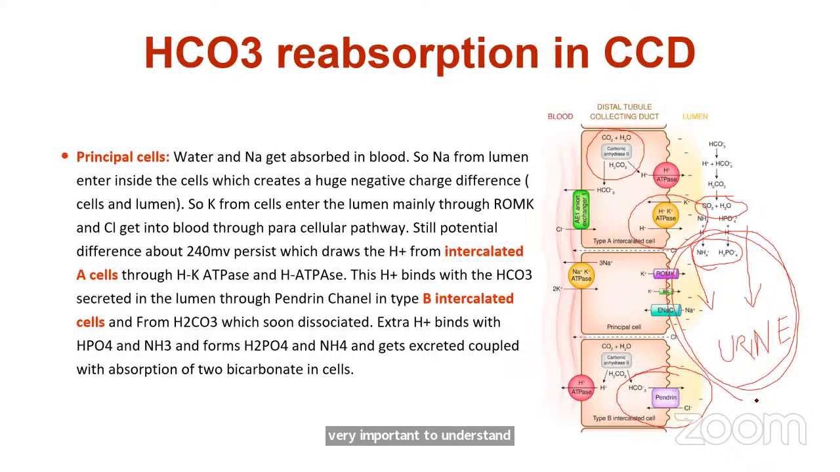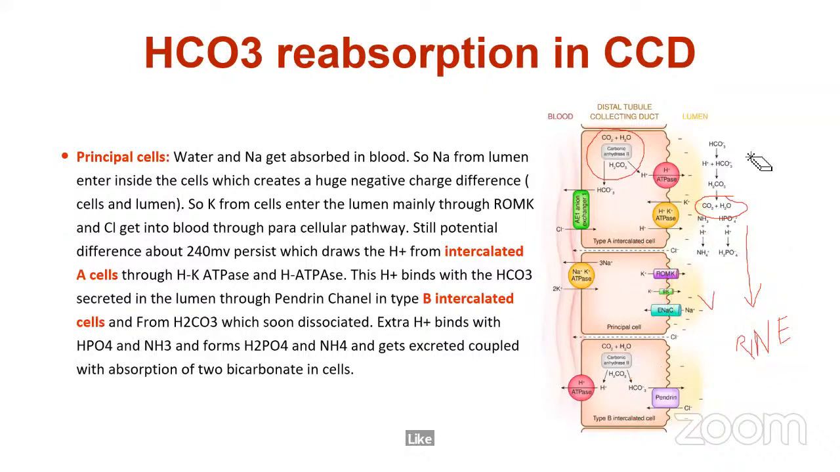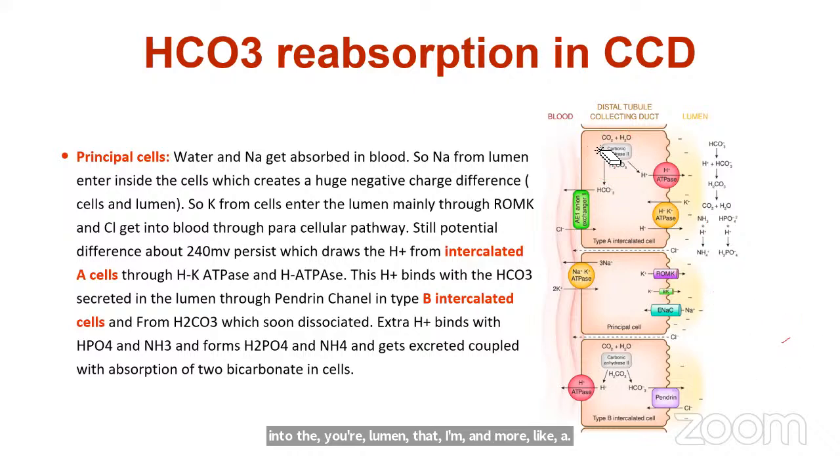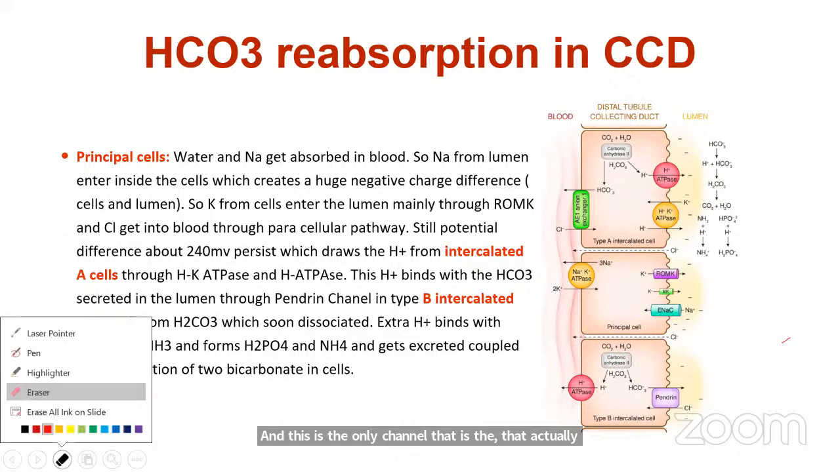So in proximal convoluted tubules, distal tubules, and cortical collecting ducts, at all the sites, your hydrogen ion and the potassium ion get excreted into the lumen, and there is more bicarbonate absorption. And this is the only challenge: it is the pendrin that actually excretes the bicarbonate ion from the body. Next slide, please.